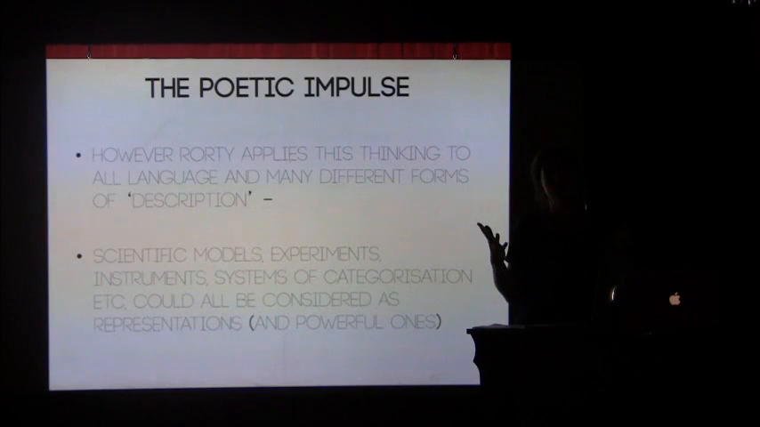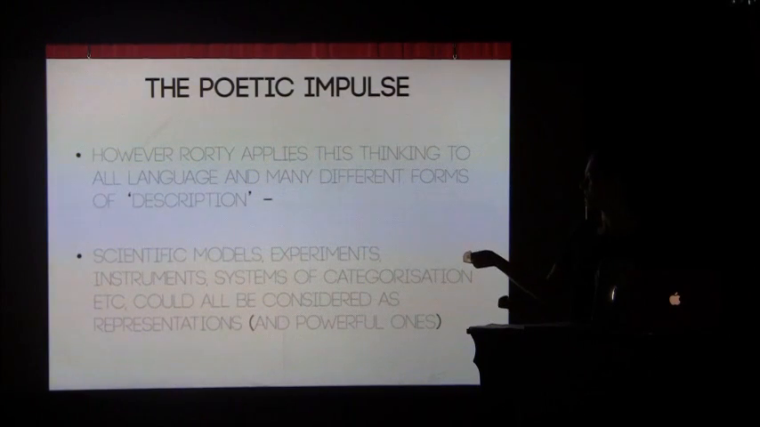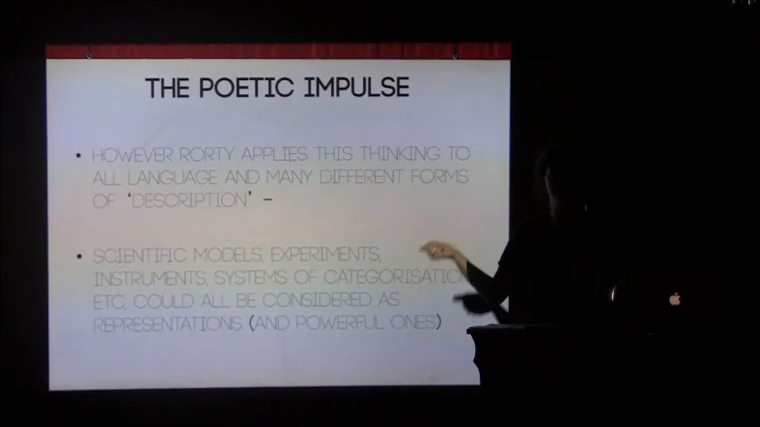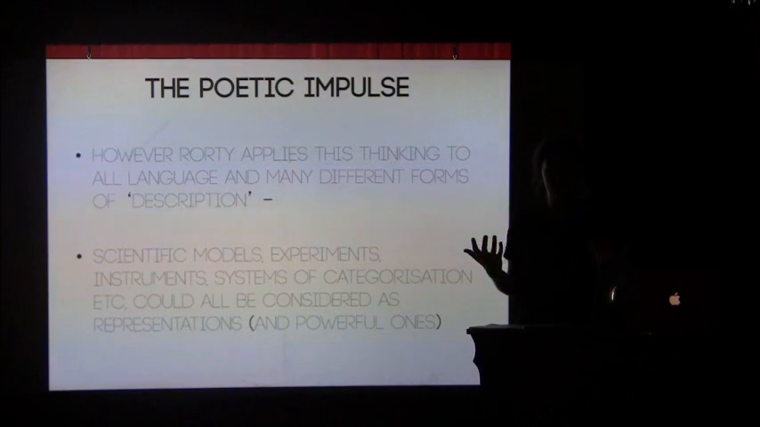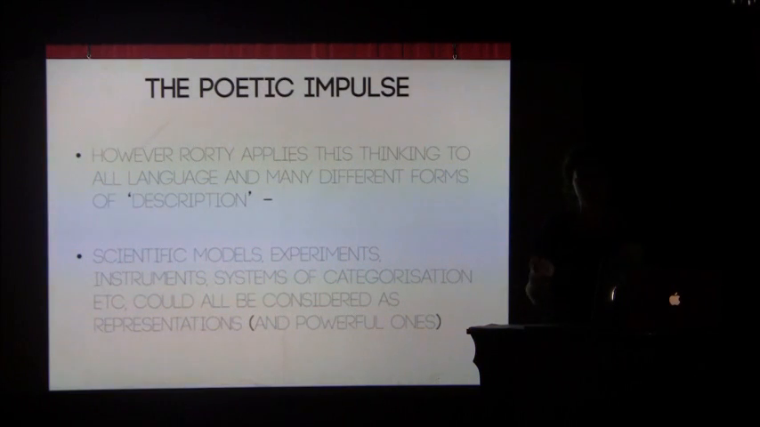But he also claims that language and description doesn't just take place when we're talking, but also when we design systems for understanding things, such as scientific models, experiments, instruments, images, systems of categorization. These can all be considered as representation. So on Monday we had this question of why we are using science models. Those models are representations, and we might choose one model over another in order to do things differently and to achieve different ends.